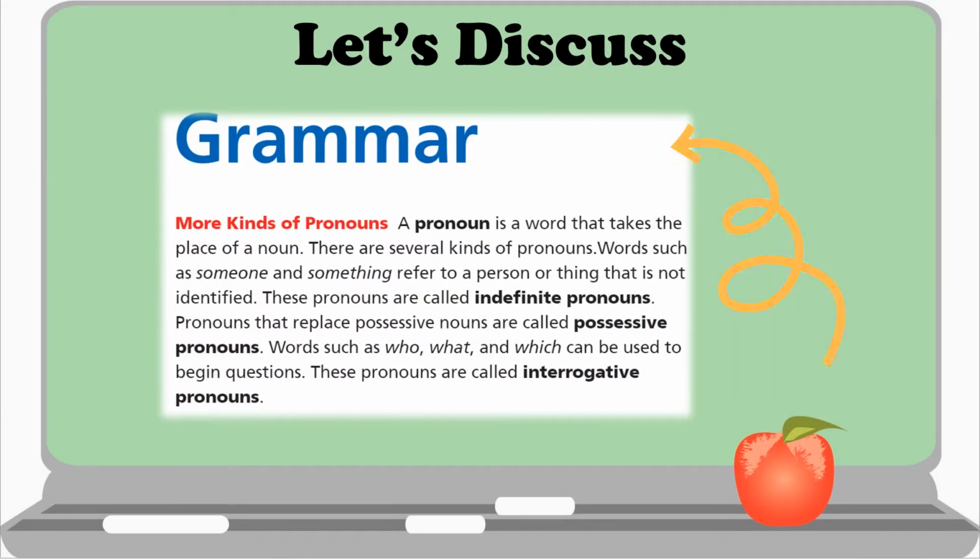So first, let's discuss what pronouns are. A pronoun is a word that takes the place of a noun or replaces a noun in a sentence. There are several kinds of pronouns. Words such as someone and something refer to a person or thing that is not identified. These pronouns are called indefinite pronouns. So indefinite, from the word itself, we know that the reference is not exact. We don't know exactly who it is or what it is we are talking about or referring to.